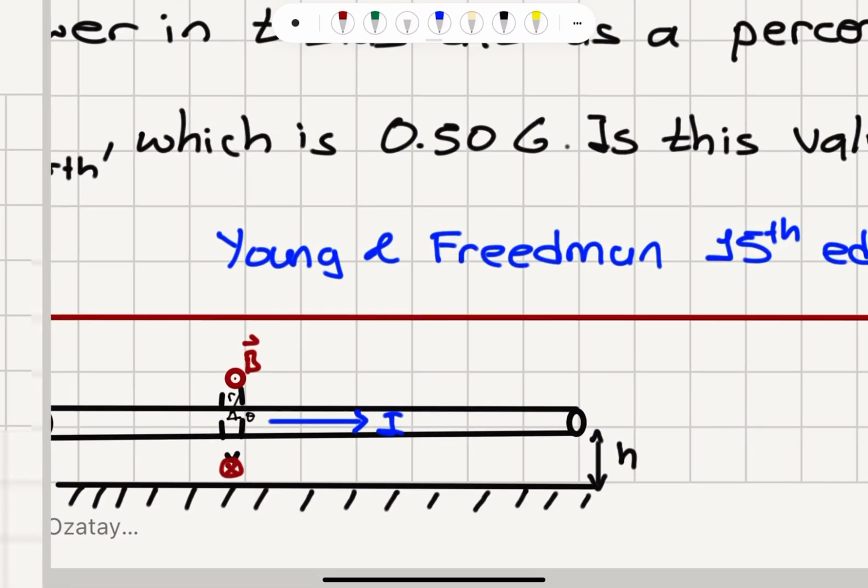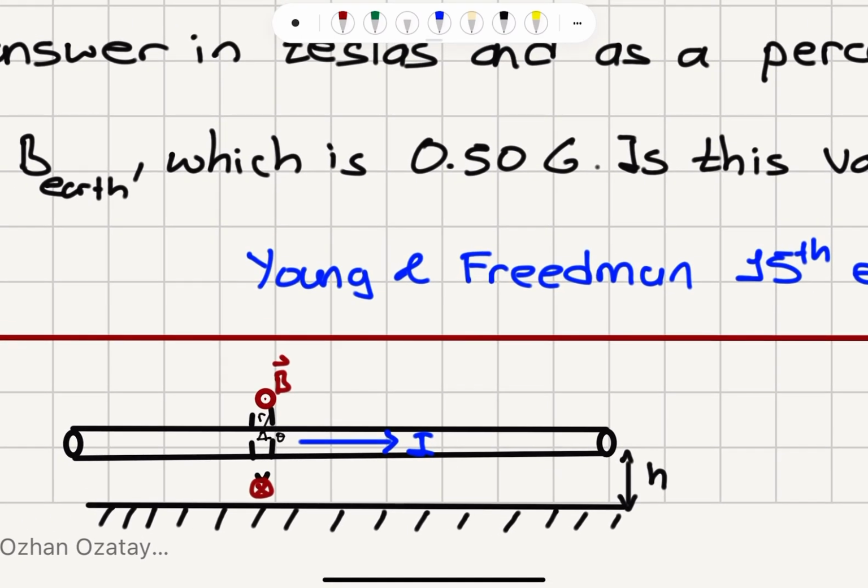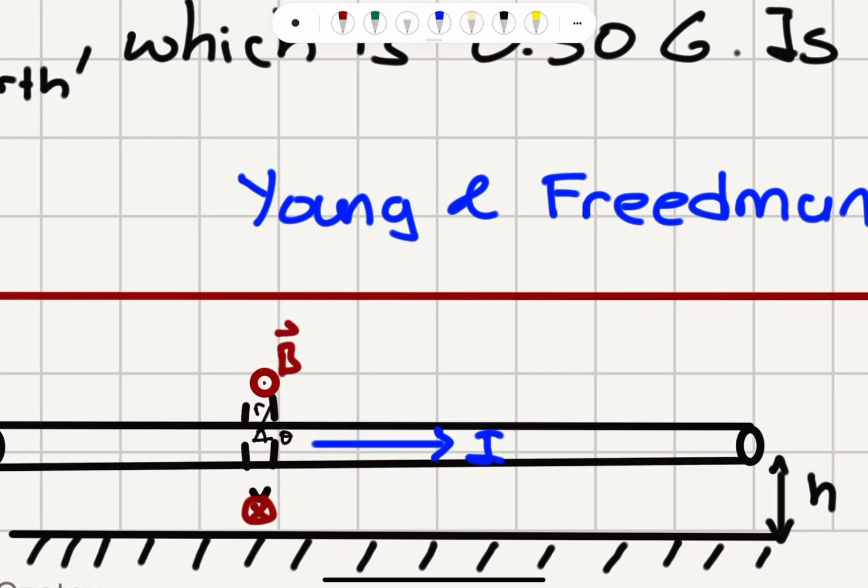Here is a transmission line. The current passes from left to right. Using the right-hand rule, our thumb points in the direction of the current. The four fingers curl in the direction of the magnetic field. You can see that the field is coming out of the page here and going into the page here. So it's circulating like this. And I define the radial distance r from the center and the angle theta with respect to the horizontal.